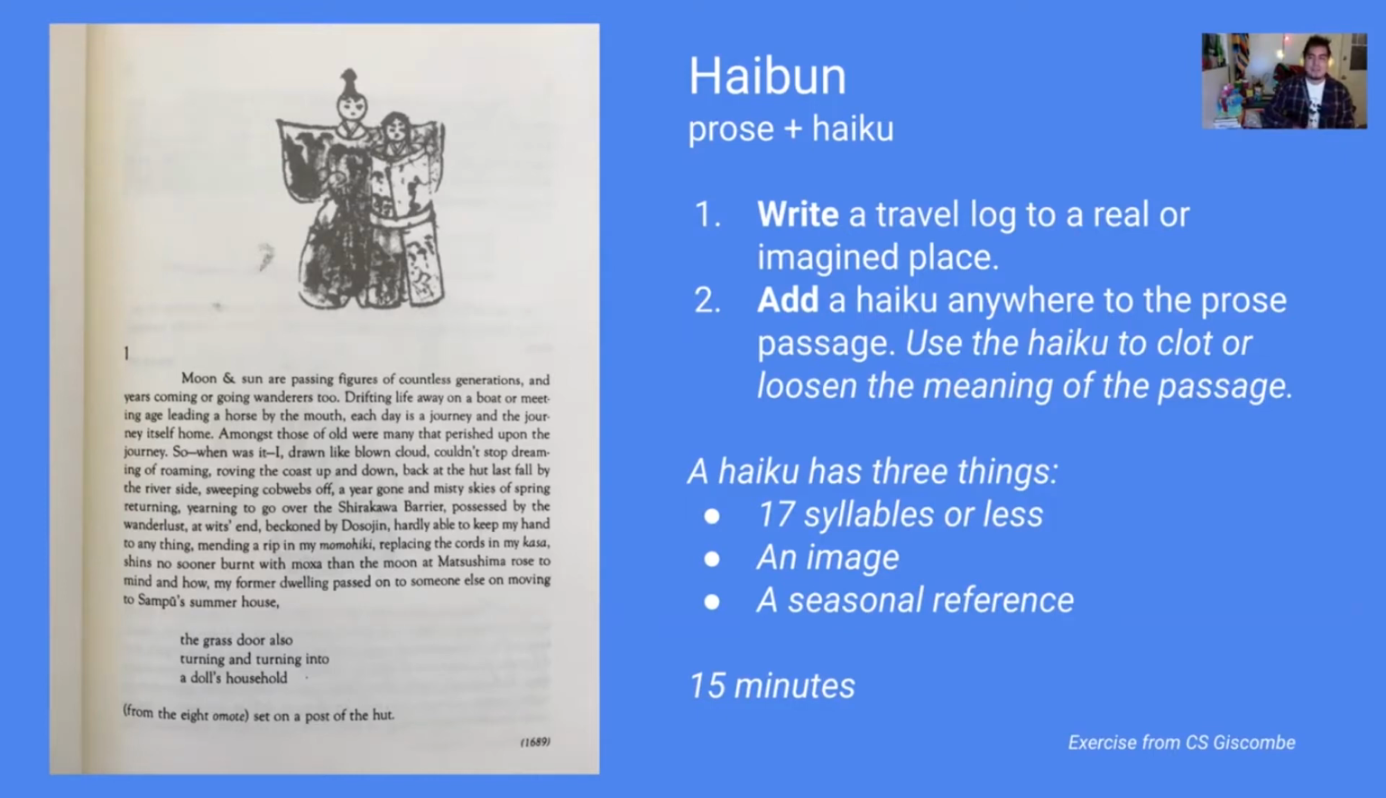And just to give you a really quick rundown of the haiku, a haiku has 3 things. It has 17 syllables or less. So it doesn't need to always have 575. It can have less. Less is better. It has an image, like in the haiku on the right, we see the grass turning into a doll's household, like the seasons changing. And then the third one is, of course, a seasonal reference, and it could be a footnote. It could be oblique or subtle or overt, like the grass changing.